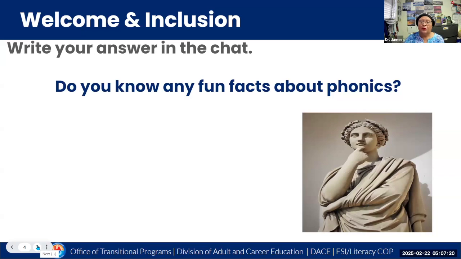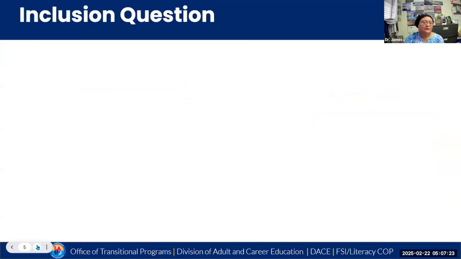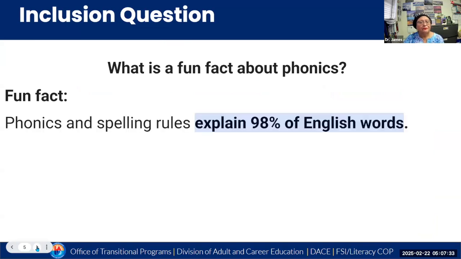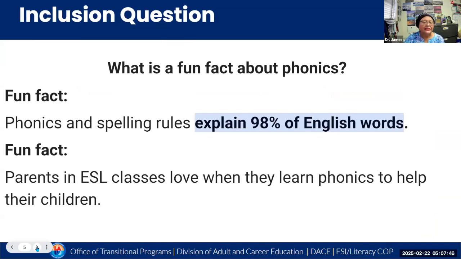So let's look at what I found. Where did my slide go? Here it is. Phonics and spelling rules explain 98% of English words. I was like, 98%, wow. And then Dave told us, parents in ESL classes love when they learn phonics to help their children. And my students tell me, oh, I've heard my child do that, and now I know why he or she was doing that.